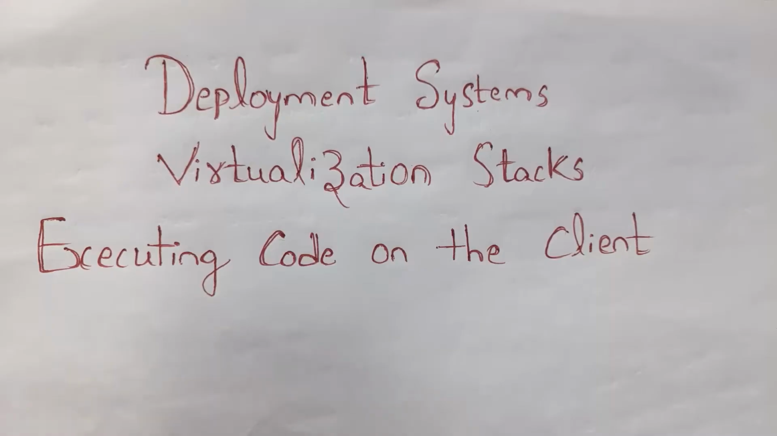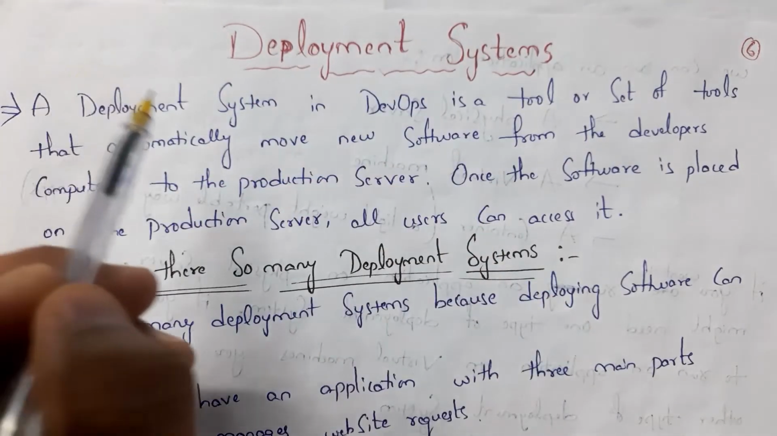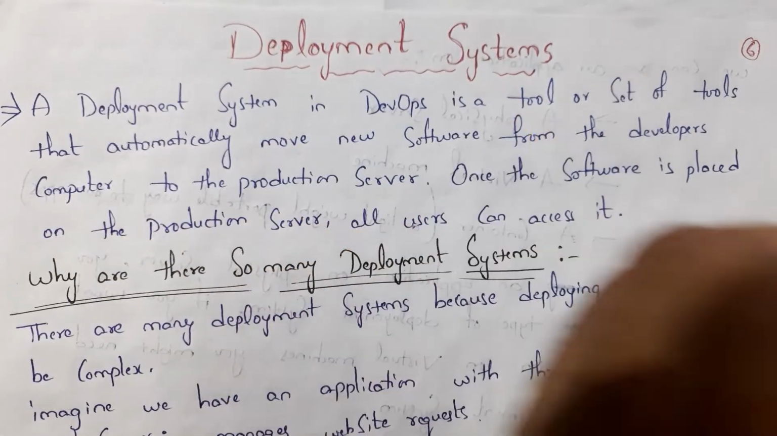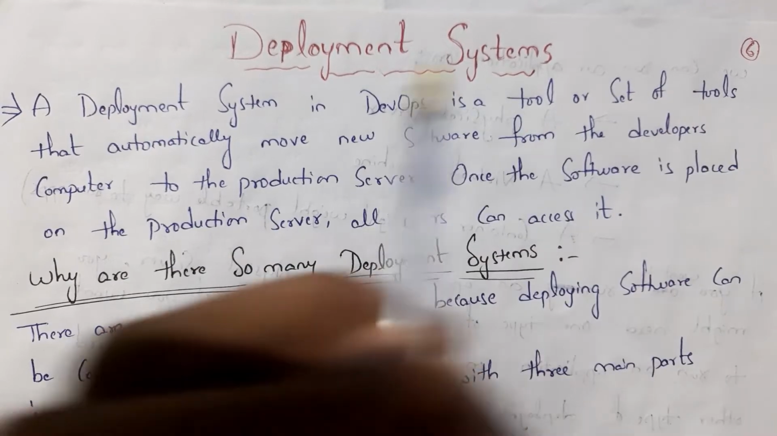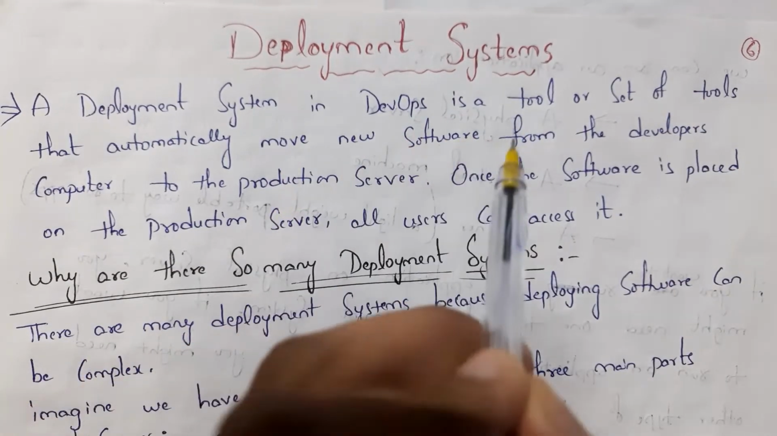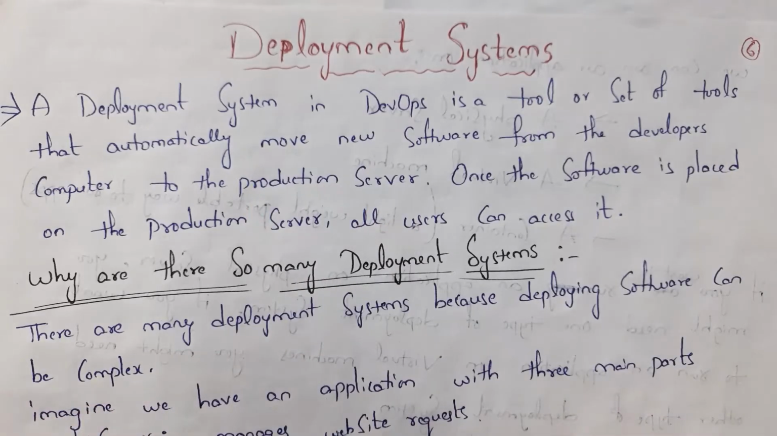Let's get started. At first, I will explain what are deployment systems. A deployment system in DevOps is a tool or set of tools that automatically move new software from the developer's computer to the production server. Once the software is placed on the production server, all users can access it.